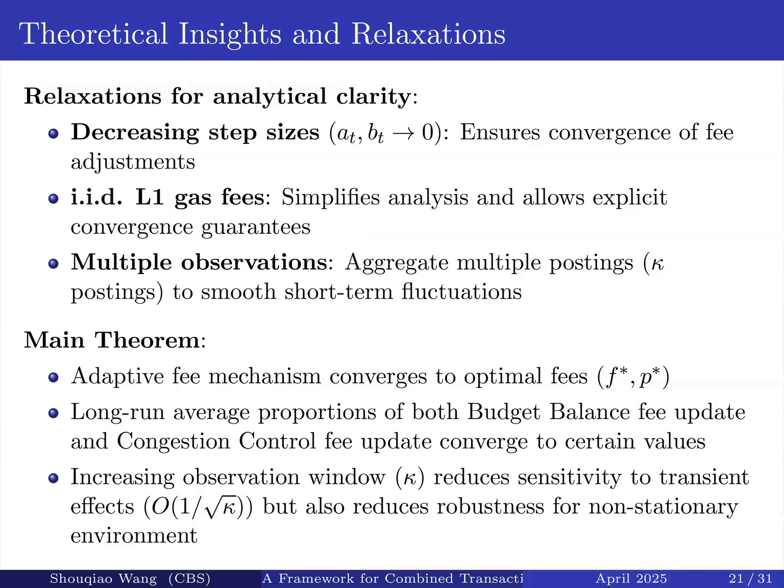So our main theoretical result confirms the adaptive mechanism reliably converges to the optimal fees F star and P star. And over the long term, the frequencies of using each update mechanism converge to stable values. And third, increasing the observation window, like increasing kappa, reduces sensitivity to switching update mechanisms in an order of O(1 over square root of kappa), but could compromise adaptability in dynamic environments.